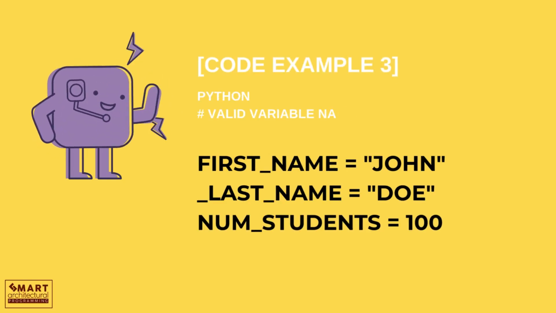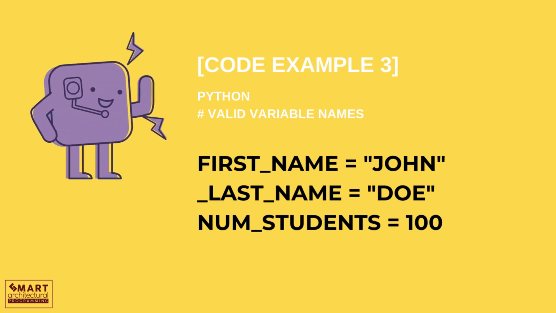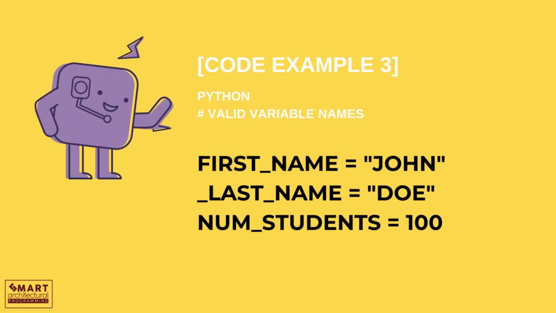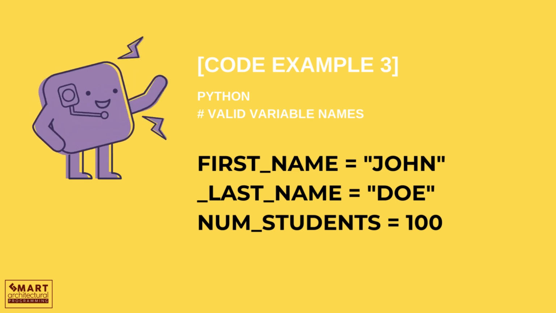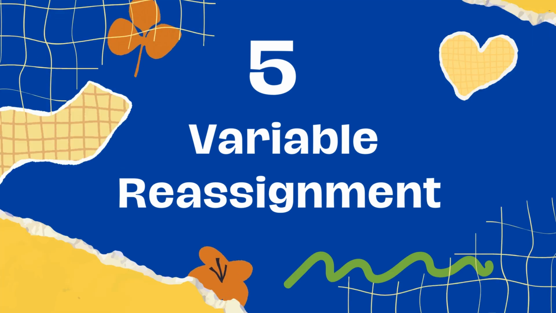Python # valid variable names. _first_name = "John". _last_name = "Doe". num_students = 100. These are valid variable names that follow the rules.